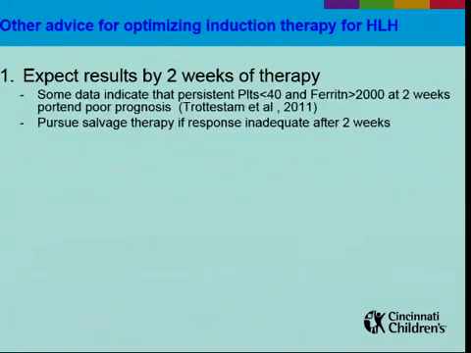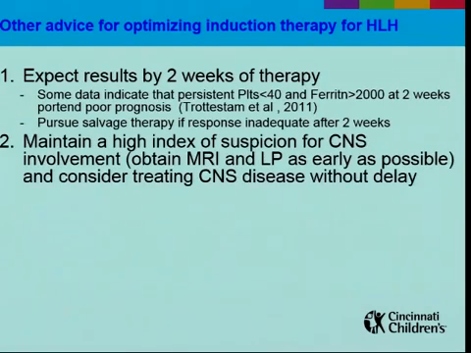You should expect the patients will improve in the first 2 weeks of therapy. And some data that was recently published shows that if you still have a platelet count less than 40 and a ferritin greater than 2,000 at 2 weeks into therapy, this is a poor prognostic indicator, and you may want to consider whether to pursue salvage therapy if this is true.